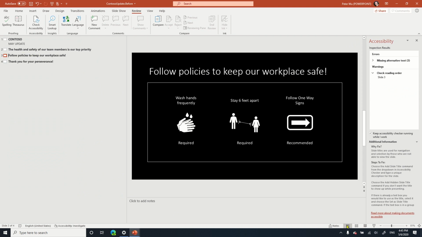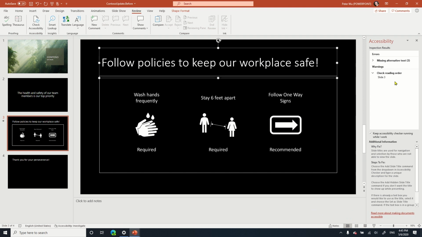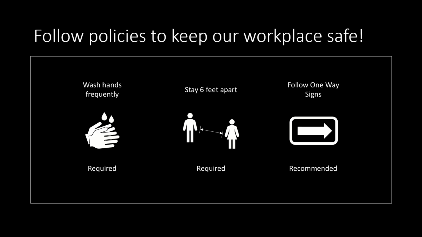It also says I should check the reading order on the slide. Let's take a look at the order that the screen reader reads these objects in. Slide 3. Text box 5. Wash hands frequently. Washing hands. Text box 9. Required. Text box 6. Stay 6 feet apart. 2 people standing apart. Text box 8. Recommended. Rectangle 41. Text box 10. Follow one-way signs. Rectangle. Rounded corners. Title 3. Follow policies to keep our workplace safe. Arrow. Right 17. Text box 11. Required. The order is not what I intended, and team members will get the wrong message.